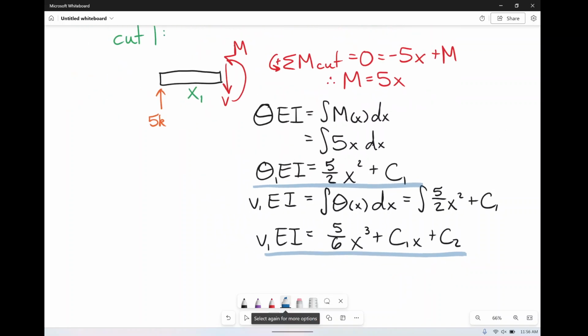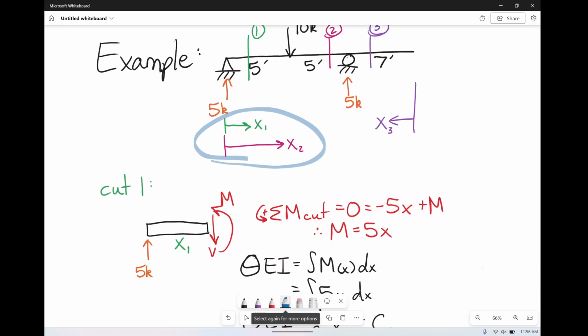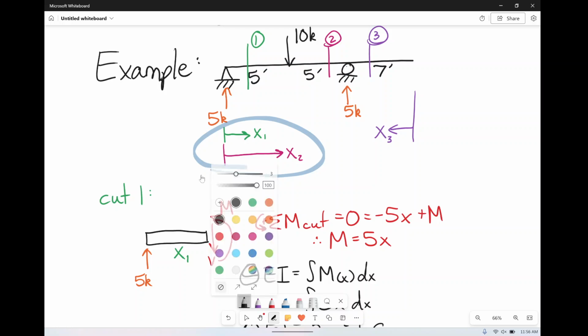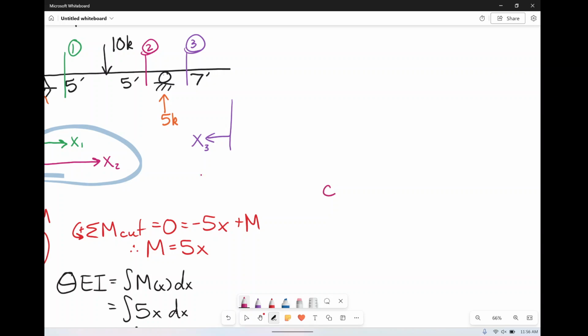We're going to do the same thing when we go to the next cut. And I'm just going to kind of skip through this because I don't think anybody really needs to watch me calculate moments again and again and again. So over here, we're going to do cut number 2. And what cut 2 looks like, just to remind everybody, cut 2 here. Same 5 kip load, right? Same 5 kip support load.